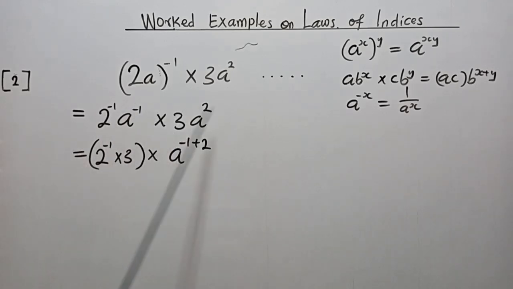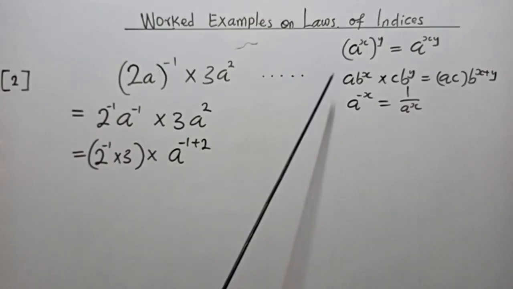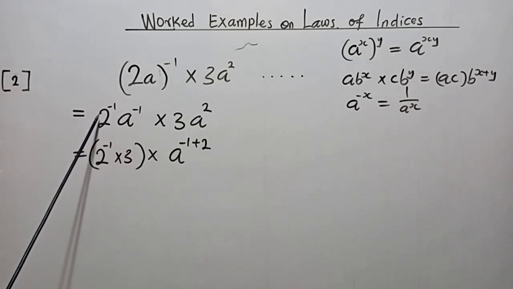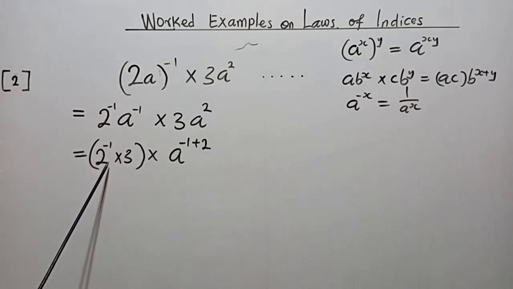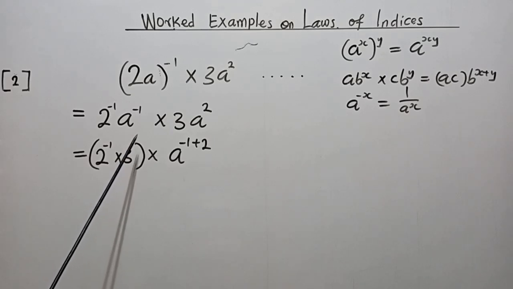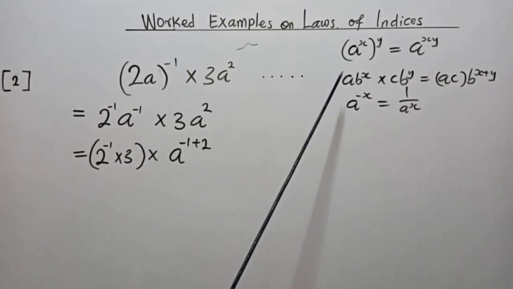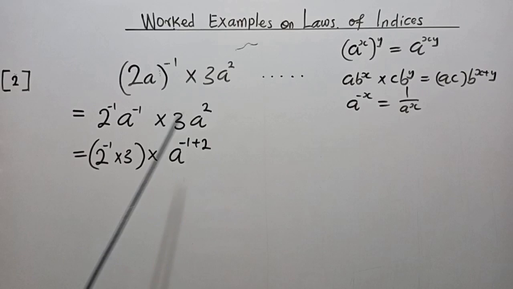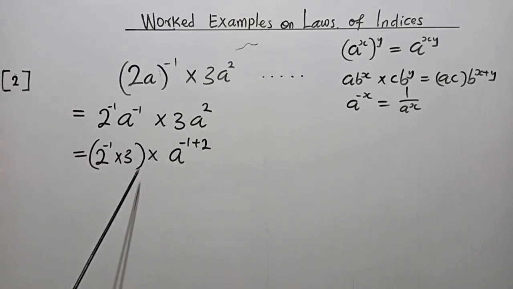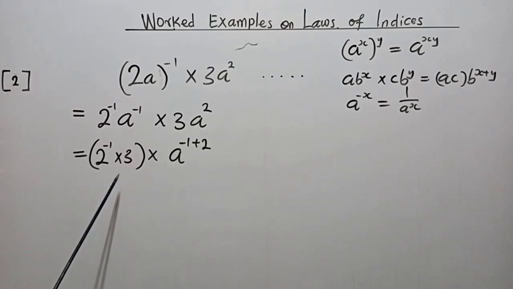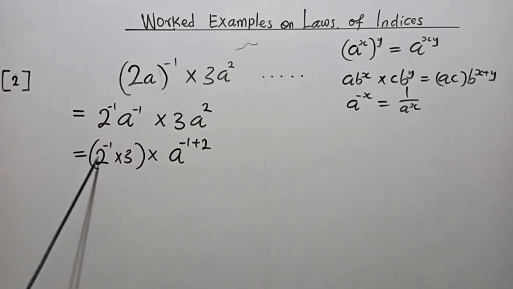Next, I have to apply this law to associate this 2 to the power minus 1 with 3. This is where they are associated. See clearly that this law is what I applied here. What then happens next? It is simplification. Let's simplify where it is necessary and possible and check what it turns out to be.